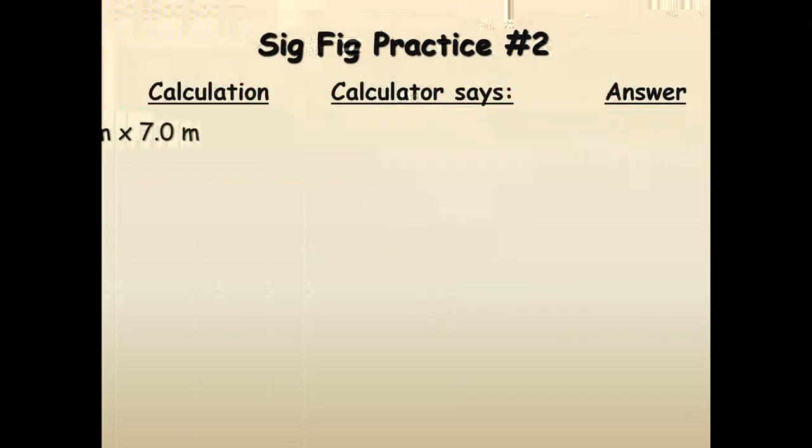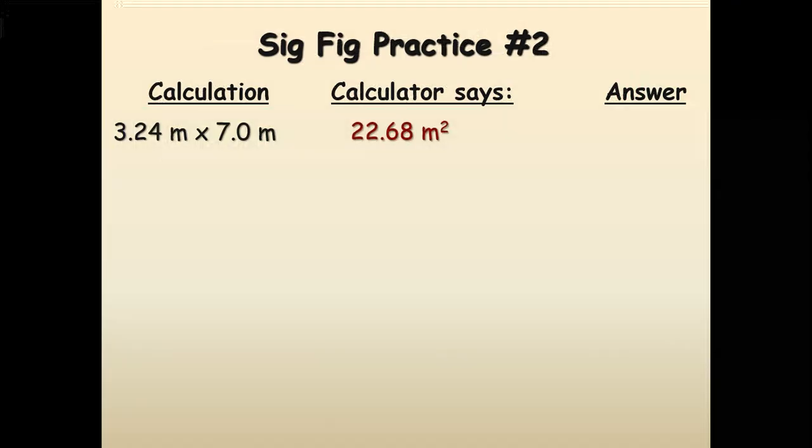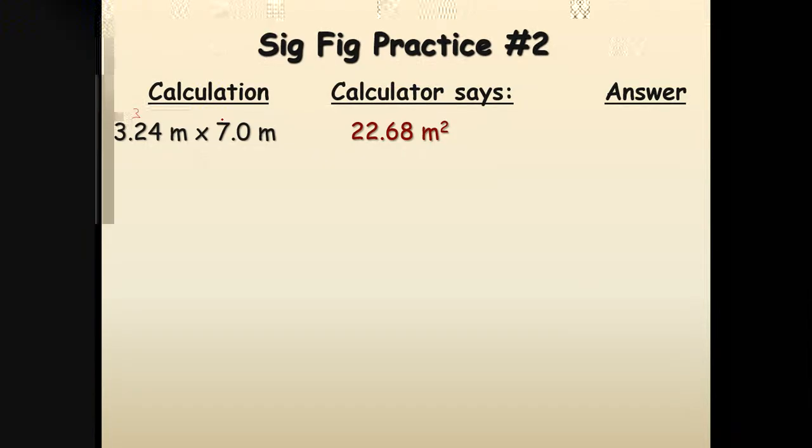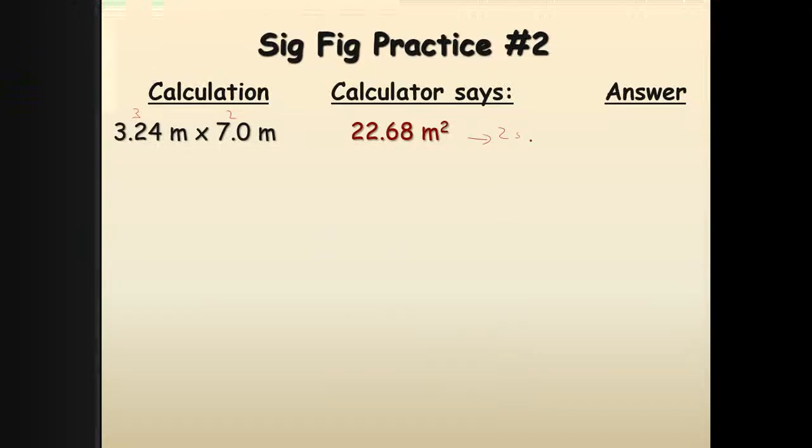So I take a calculation and I want to do this. I put it in my calculator and it says this. First off, how many significant digits do we need to round to? Let's do a quick check. This one has 3. This one has 2. So I need to round to 2 sig figs. And that number rounded to 2 sig figs would be 23 meters squared.